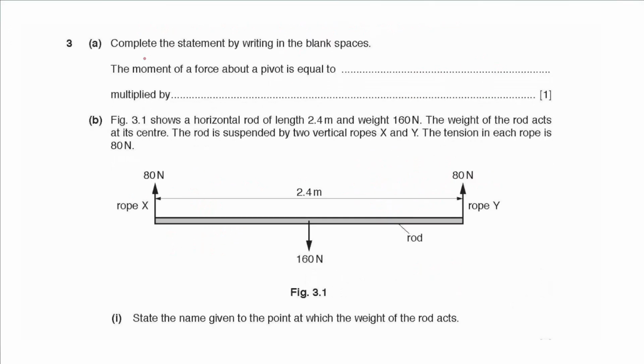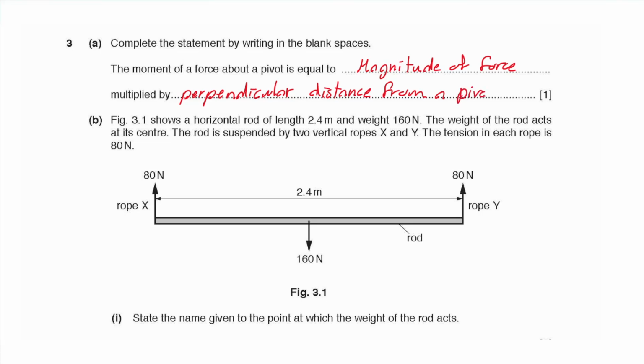Question 3a says complete the statement by writing in the blank spaces. The moment of a force about a pivot is equal to what multiplied by what? That would be magnitude of force multiplied by the perpendicular distance from a pivot or a point.